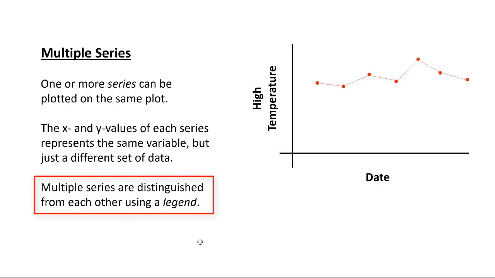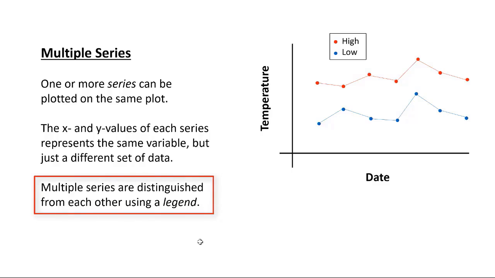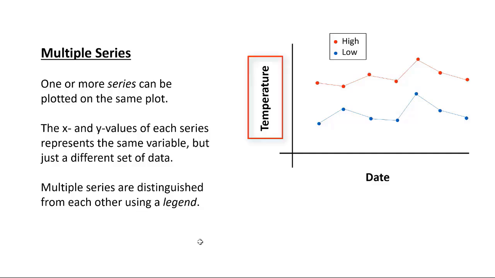The multiple series are distinguished from each other using a legend. An example of this, as I just alluded to, would be now instead of having the y-axis labeled high temperature, it's just labeled temperature, and now we can put two series in here, one for the high temperature and one for the low temperature as a function of the date.